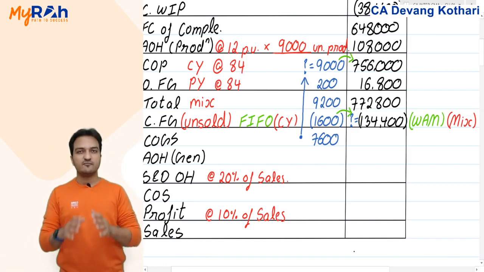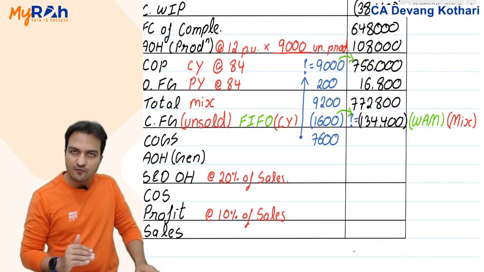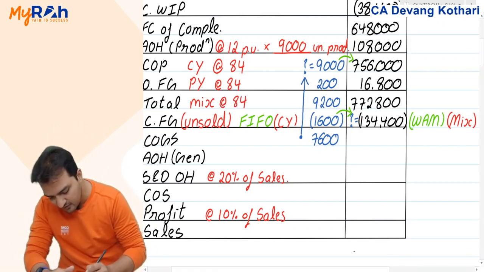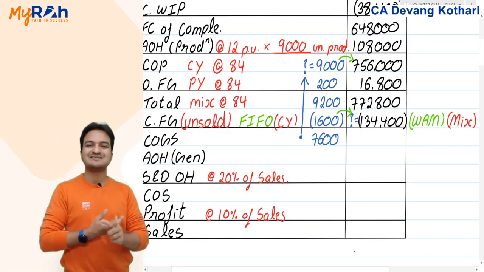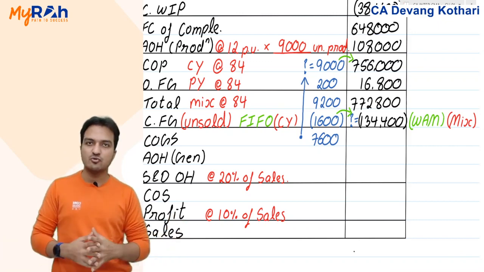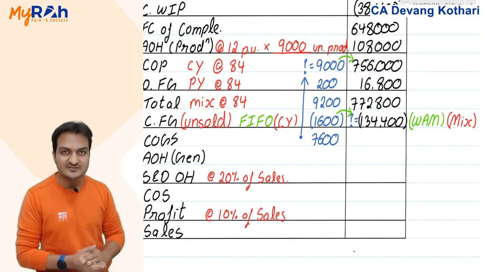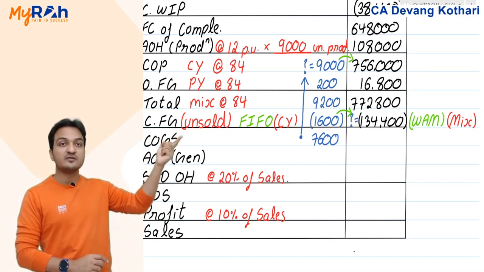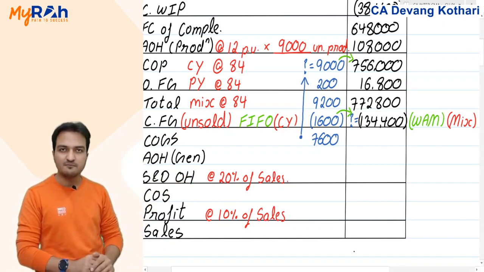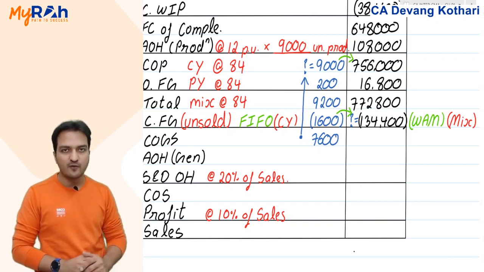So logically, if my current year units are at the rate of 84, opening units are also at the rate of 84, then definitely mixture will also be at the rate of 84. If current year is at the rate of 84, opening is at the rate of 84, then the mixture of current year plus opening will not have a different rate, it will have to be at the same rate of 84. Hence, FIFO method and weighted average method both are giving the same answer, 134,400. Done? Yes.